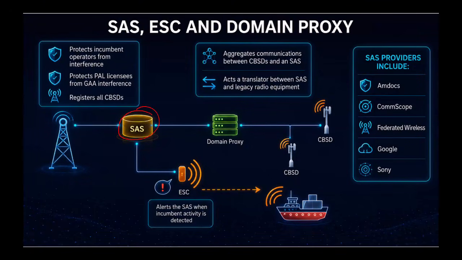Second is the ESC, environmental sensing capability. It is a sensing system. It detects protected incumbent activities such as Navy radar and informs the SAS. The SAS can then change the affected CBSD frequency or require it to stop transmitting on that spectrum. Then we have the domain proxy. As I said earlier, this is optional. If we have many CBSDs, instead of each CBSD communicating separately with the SAS, the domain proxy can aggregate and manage their SAS communication. So remember, these three components are very important in case of CBRS.